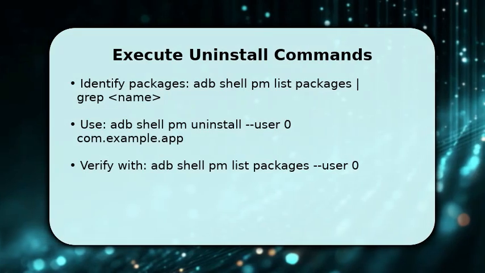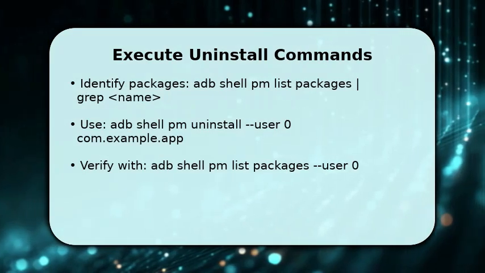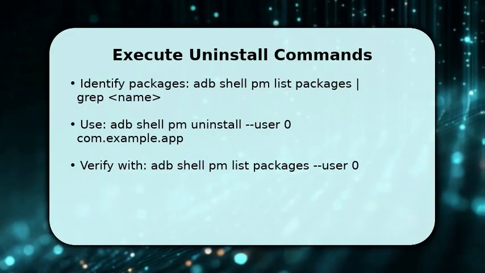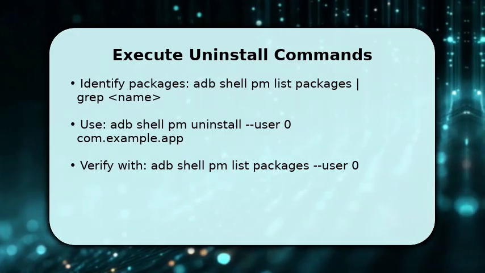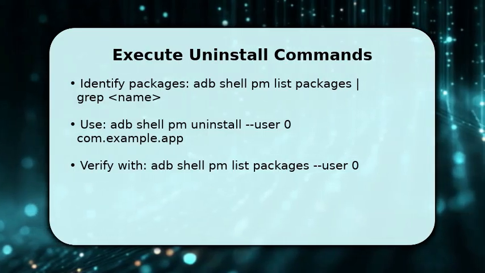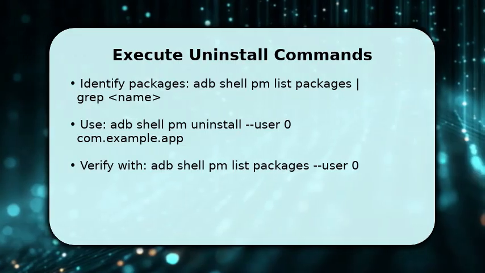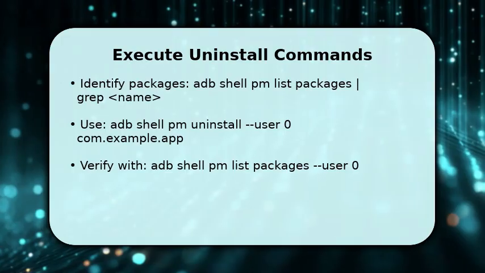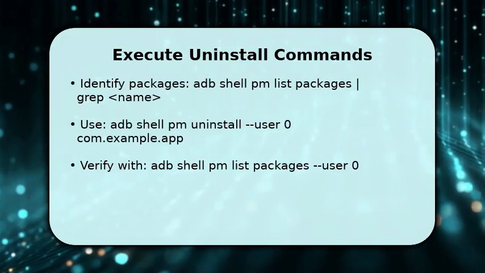Now you identify the exact package name using pm list packages, because human-readable names differ from package ID. Then you run adb shell pm uninstall --user 0 followed by the package name. This removes the app for the current user without modifying system ROM. Make sure to check results with pm list packages --user 0 to confirm removal.